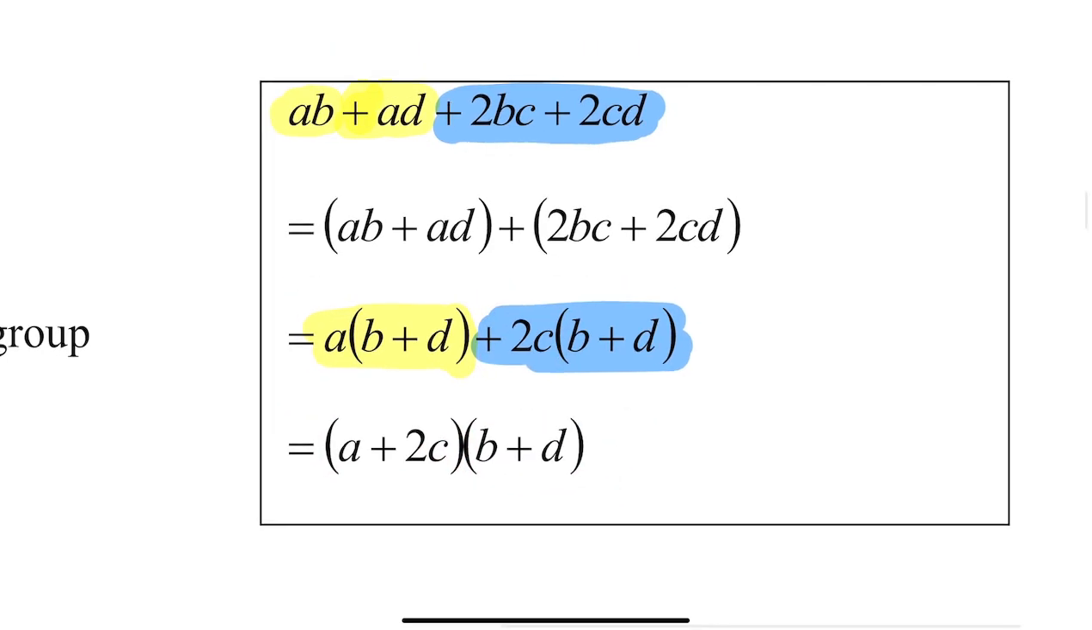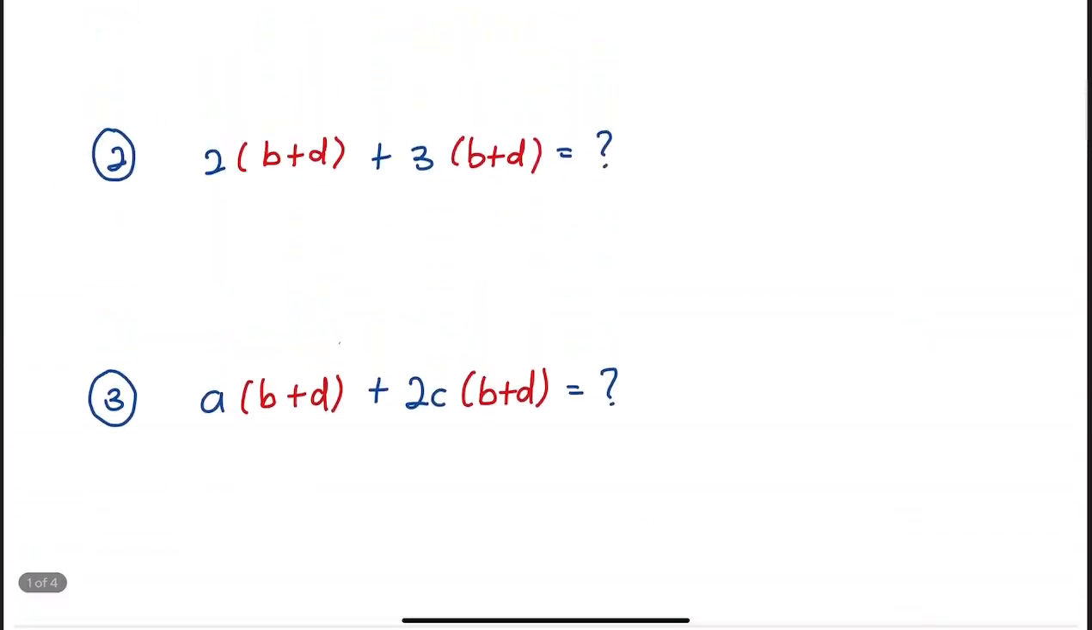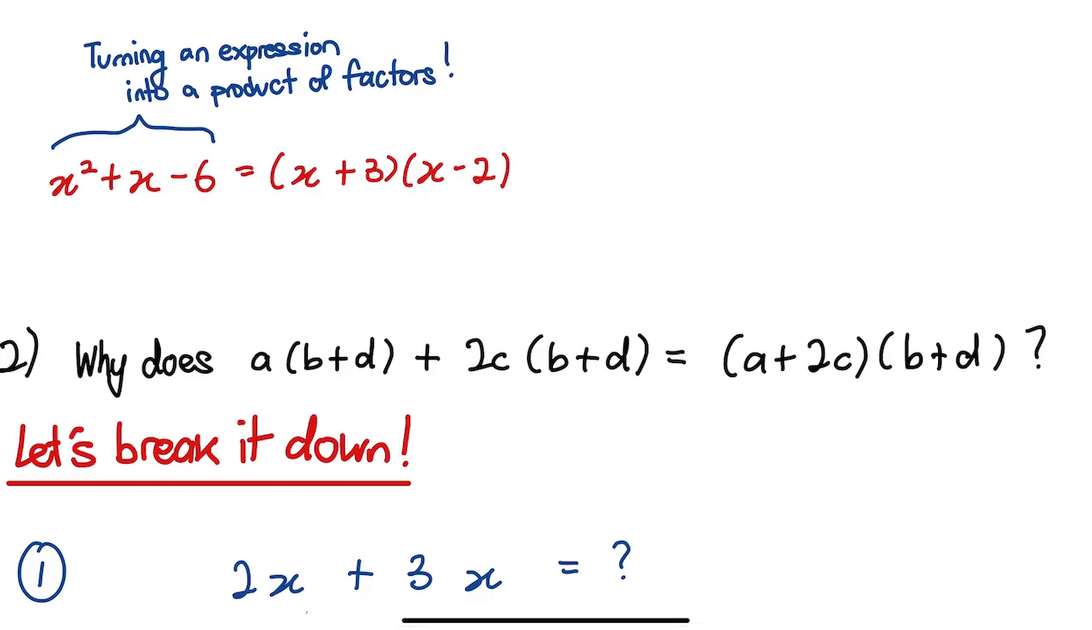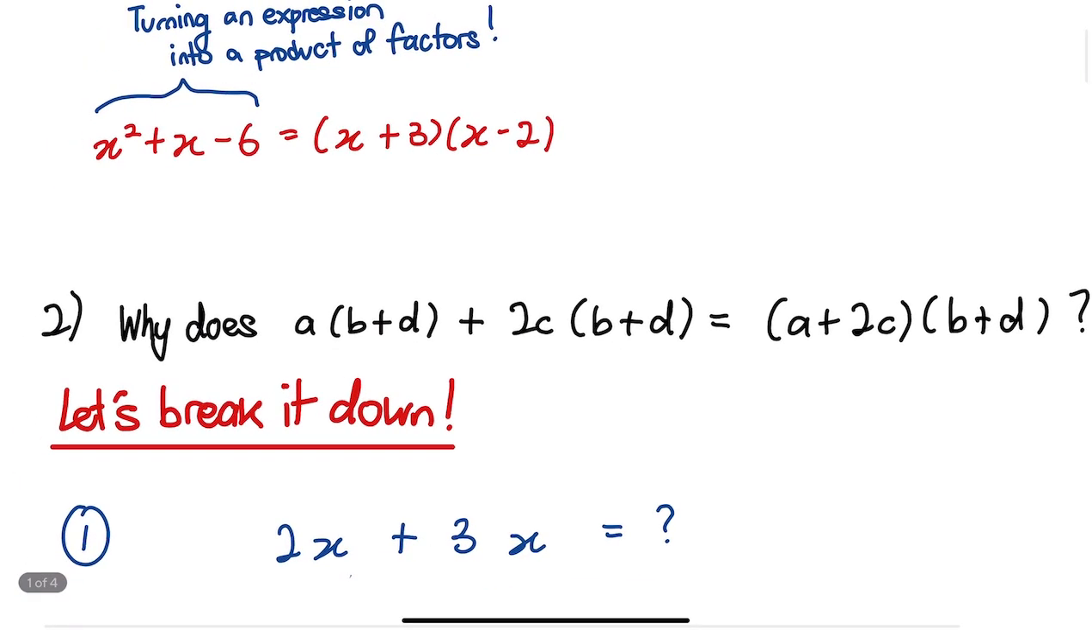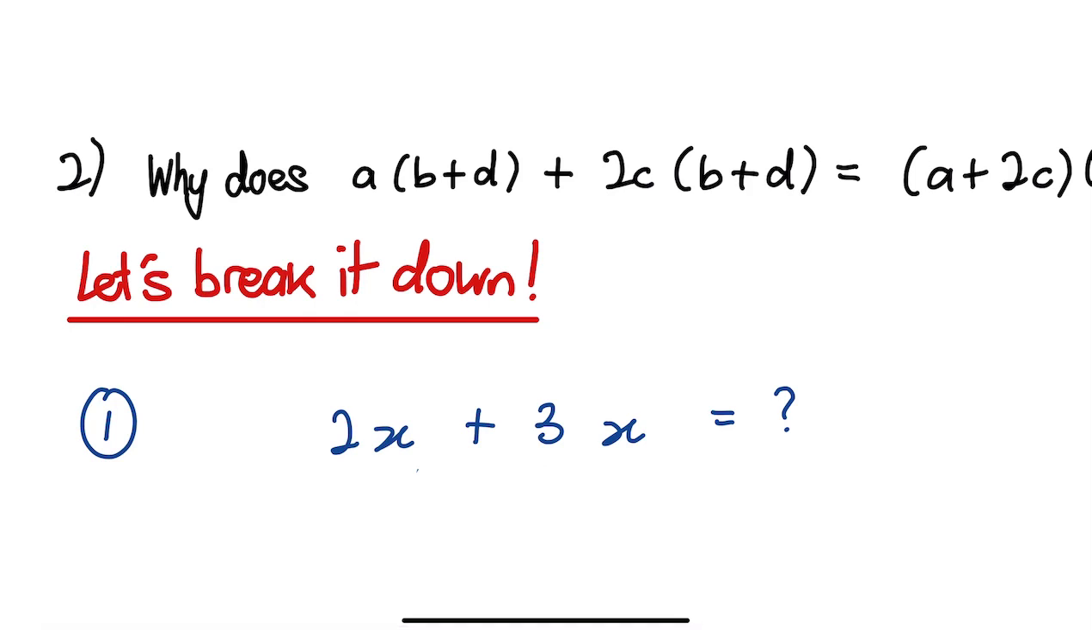So this may be a bit confusing for you to understand. This is why I'm looking into the next question now. From this worked example, why does A times B plus D plus 2C times B plus D equal to this? Let's break it down. Let's recap what you learned in Sec 1 algebra. We learned that 2x plus 3x, what will this answer be equal to? I'm sure you know that this answer is equal to 5x.